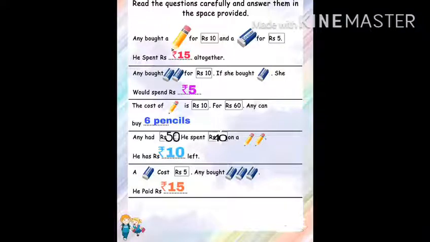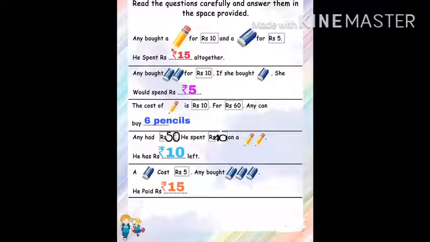Annie had rupees 50. He spent rupees 40 on 2 pencils. He has rupees dash left. So Annie was having how many rupees? 50 rupees, in which he spent rupees 40 for 2 pencils. That means each pencil cost is 20 rupees. So 20 plus 20 gives the answer as 40. So that means 2 pencils are of 40 rupees, and he was having 50. Now how much is left from 50 minus 40? Answer is 10 rupees left.